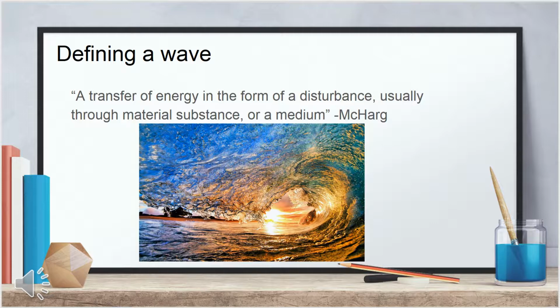A wave is a transfer of energy in the form of a disturbance, and it's usually through material, substance, or a medium. Something important to note is that movement does not make a wave, but rather it makes a pulse, and to make a wave you need at least 2 pulses.